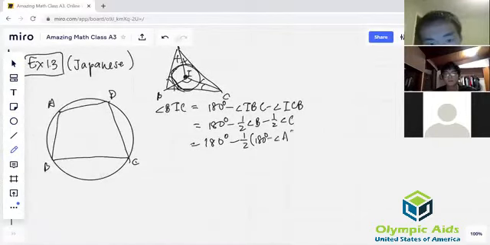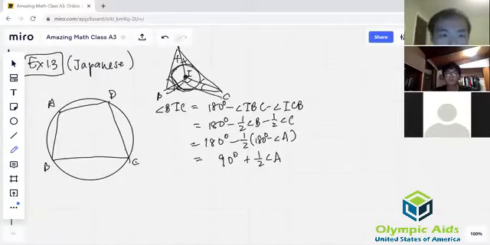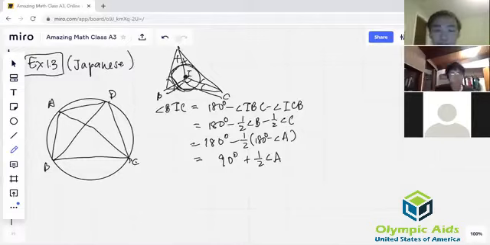So this turns out to be 90 degrees plus 1/2 angle A. So that's the relation between this angle and the top angle there. And what the Japanese theorem says, I'm trying to draw this better, is that if you have this quadrilateral, there are like 4 triangles inside here.